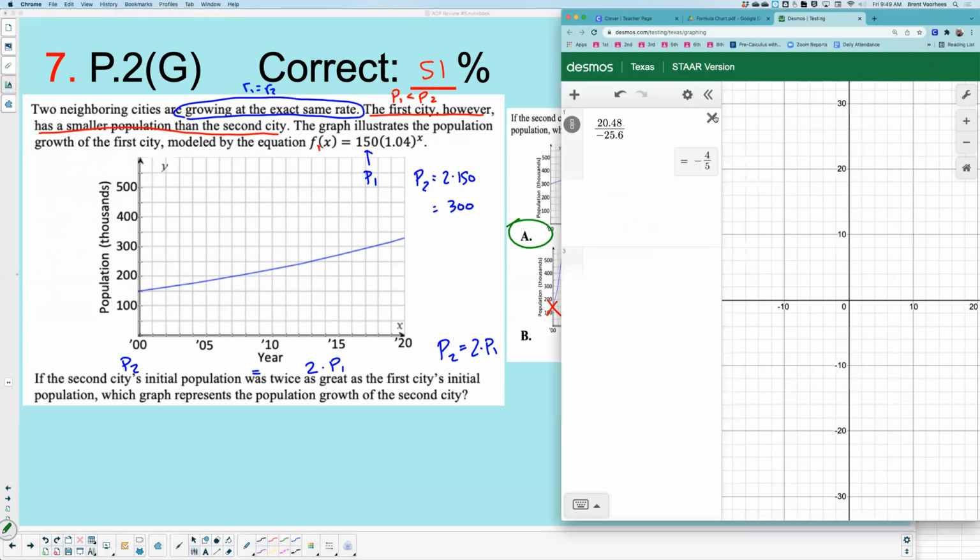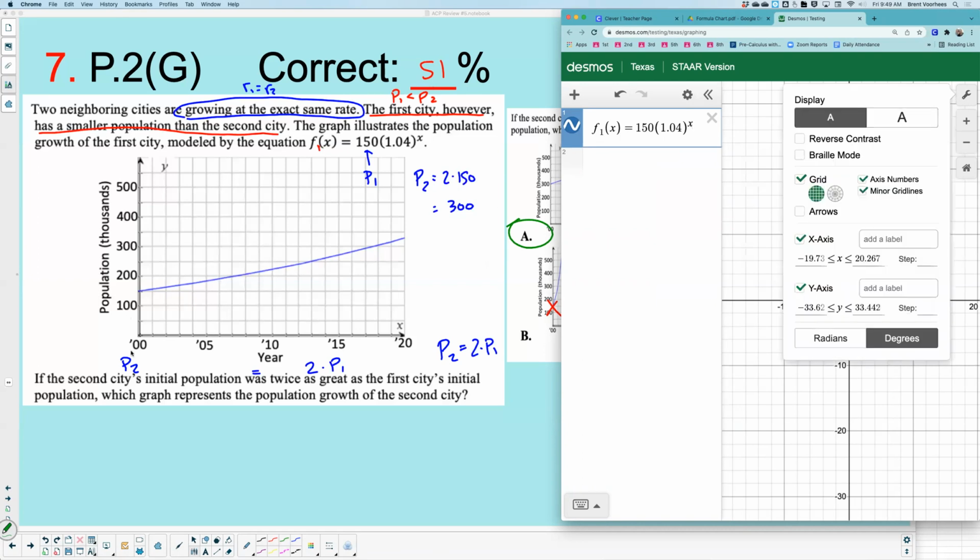I showed a lot of students this, but I might have shown you this, but if you wanted to walk this through, I'm going to type in F1 this time. 150 times 1.04 to the power of x. Missed the parenthesis. There we go. To the power of x. I'm going to change, if you go to this wrench up here, or the graph settings in the top right, I'm going to change my axes to look like these.